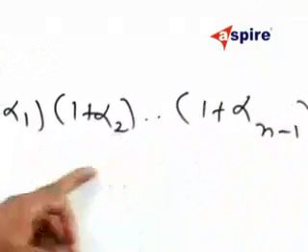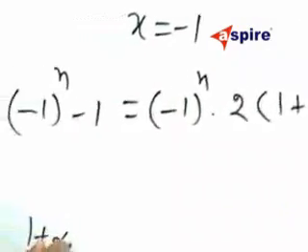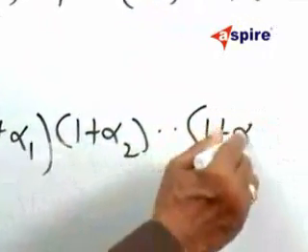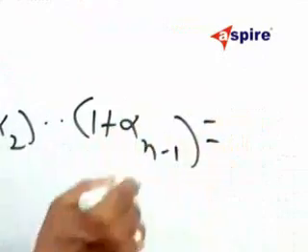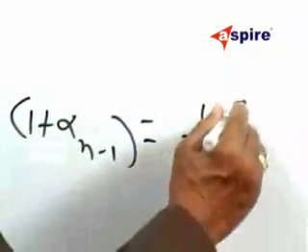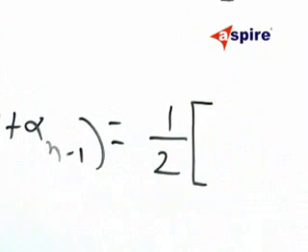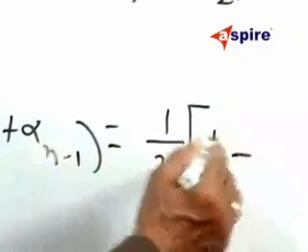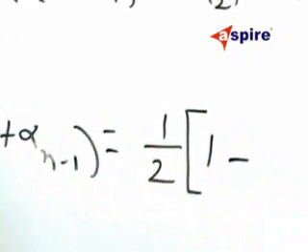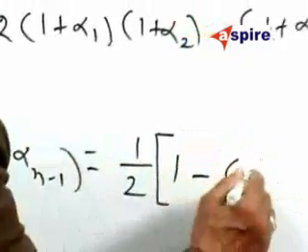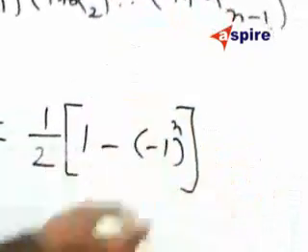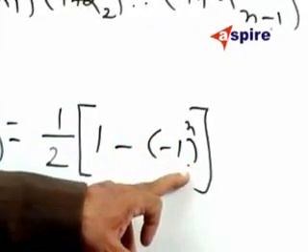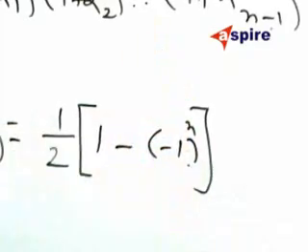Or the required value here, (1 plus alpha 1) into (1 plus alpha 2), etc., (1 plus alpha n minus 1), I take to the other side, will be equal to 1 by 2. The 2 I bring here, then minus 1 to the power of n, I divide that, that's equal to 1 minus 1 by minus 1 power n, that is minus 1 power n. I just divide the numerator and denominator; in this case minus 1 power n, the denominator will become plus and the numerator will become minus 1 power n.